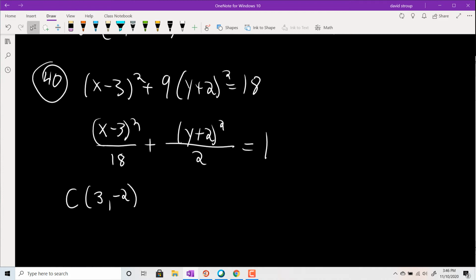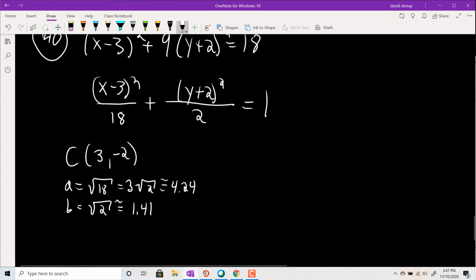I need the a, b, and c values. So the a value is from the bigger number, so that would be square root 18, which of course is going to be 3 root 2, which is approximately 4.2 something. The b value is the square root of 2, which will be 1.41 something. And then the c value we get from our formula. C is equal to the square root of a squared minus b squared, so 18 minus 2, which is, of course, the square root of 16, which, of course, is just 4.